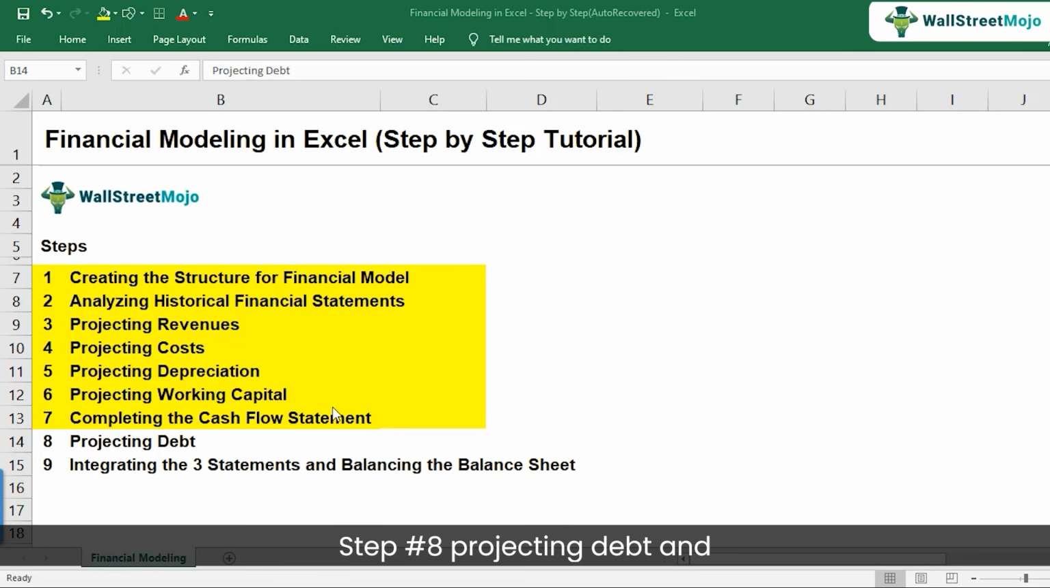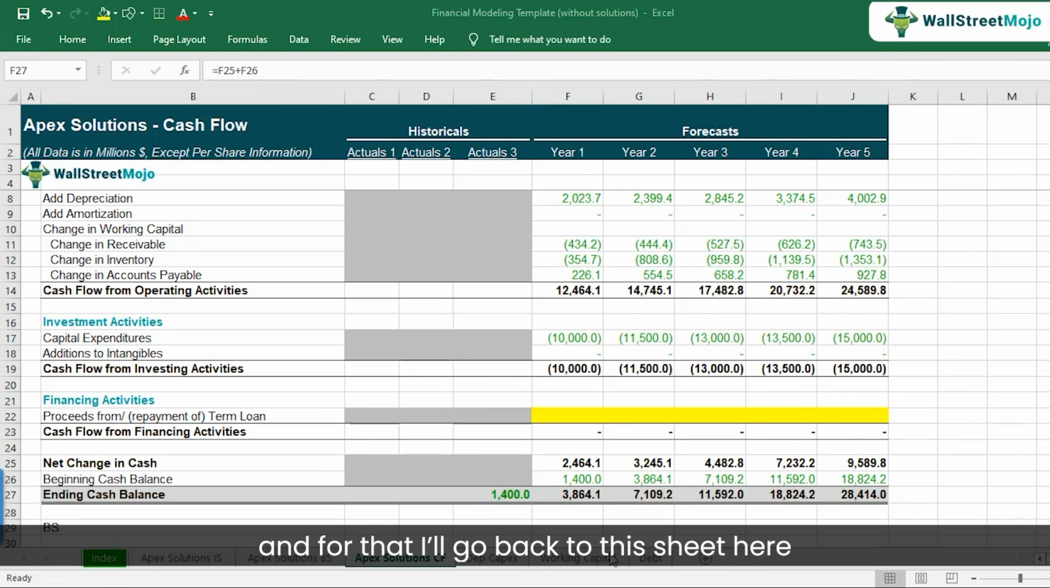Step number 8, projecting debt, and step number 9, integrating the three statements and balancing the balance sheet. So only the last two steps. Let's get started with step number 8, and for that, I'll go back to this sheet here.